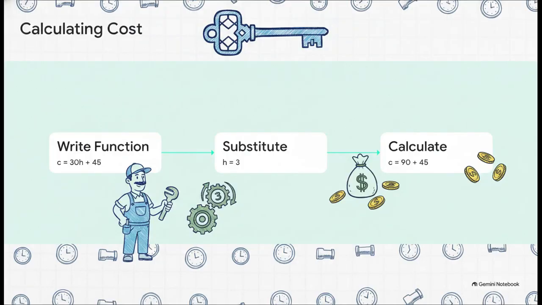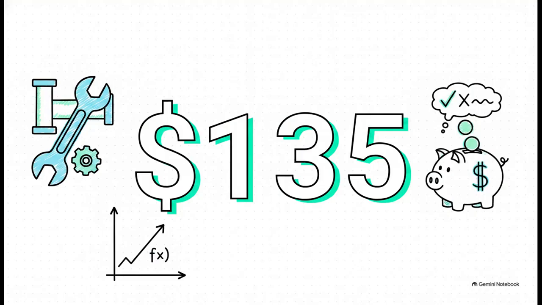Let's actually put this master key to work. Say the plumber works for exactly 3 hours. First, we take our function, then we use a super simple process called substitution. We just swap out the variable H and replace it with the number 3. We multiply 30 by 3 to get 90. Finally, we add that $45 fixed fee, so 90 plus 45. Boom! $135. By using the function, we perfectly predicted the plumber's final bill without breaking a sweat. There's no guessing, no rough estimates, just pure deductive algebraic logic.